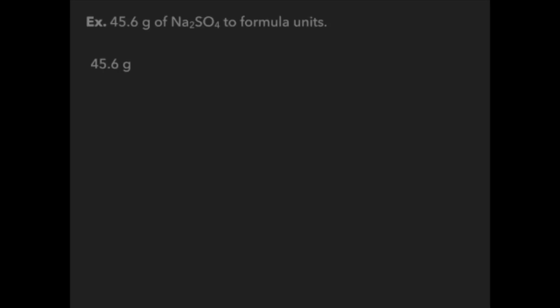So I'm going to start off, I'm in grams of sodium sulfate, and in order to get into formula units, I need to get into moles first. So I'm going to put grams on bottom, and I'm going to put moles up top. Now I've got to put the molar mass of sodium sulfate on bottom, so it's 142.05. I'm now in moles of sodium sulfate, and I have to get into formula units. So I'm going to put moles on bottom, and I'm going to put formula units up top.